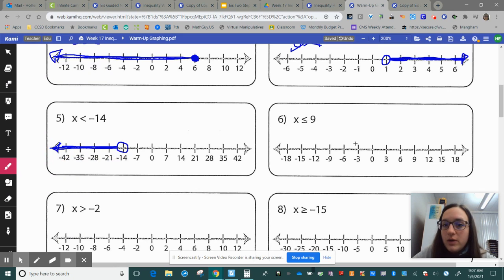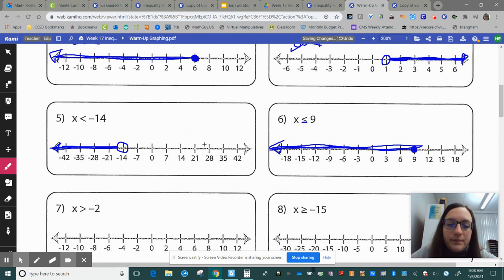All right, final one we're doing together. x is less than or equal to 9. Well, it's a closed circle because of the or equal to sign here. So we close our circle at 9 and we're going towards, well, is 0 less than or equal to 9? Yeah, 0 is less than 9. So everything to the left.